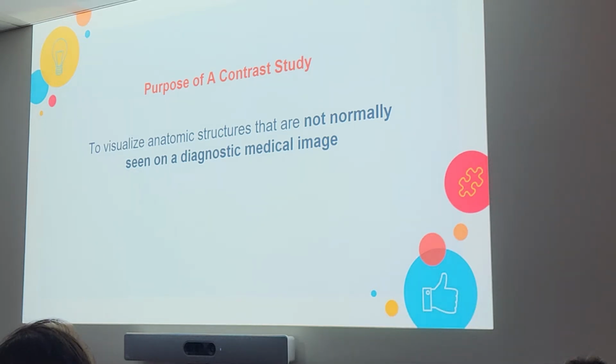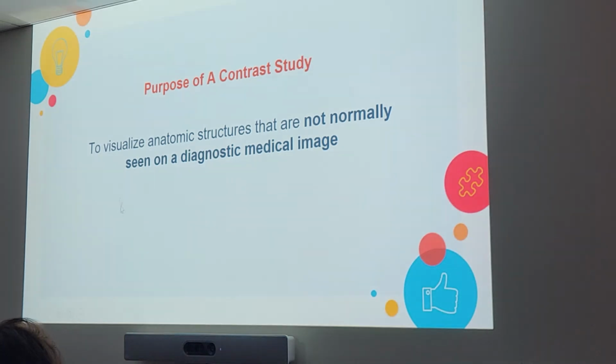So basically, the purpose of a contrast study is for us to visualize any anatomy that we need to see, and in order for us to see it, it needs to look different than the surrounding tissues, correct? So what does barium do? It enhances that tissue and makes it look brighter. Do you guys know what contrast resolution means?